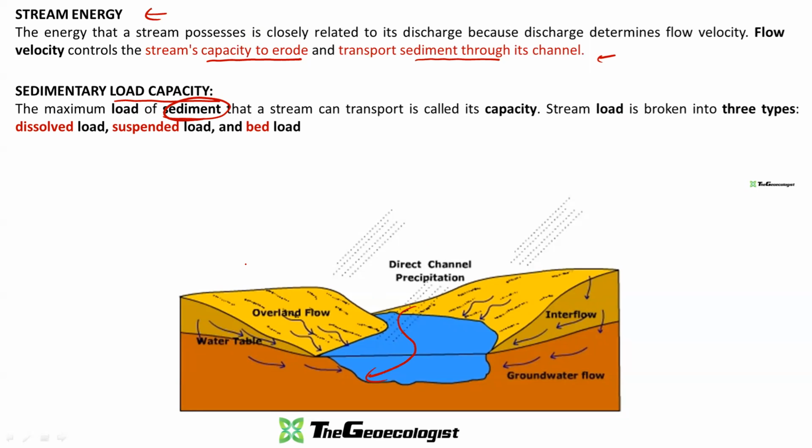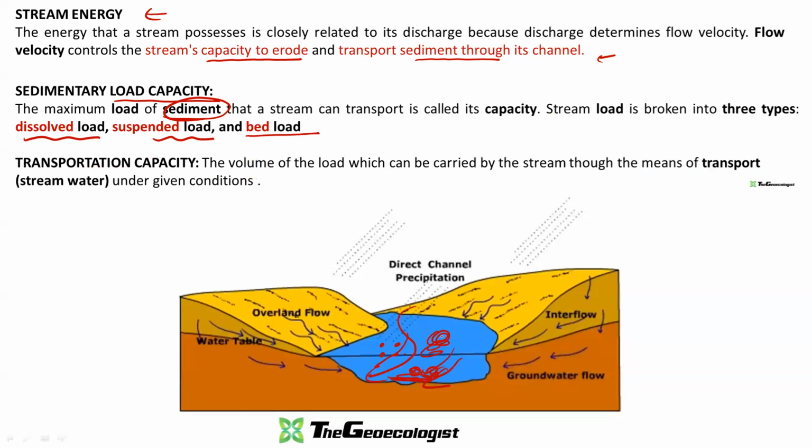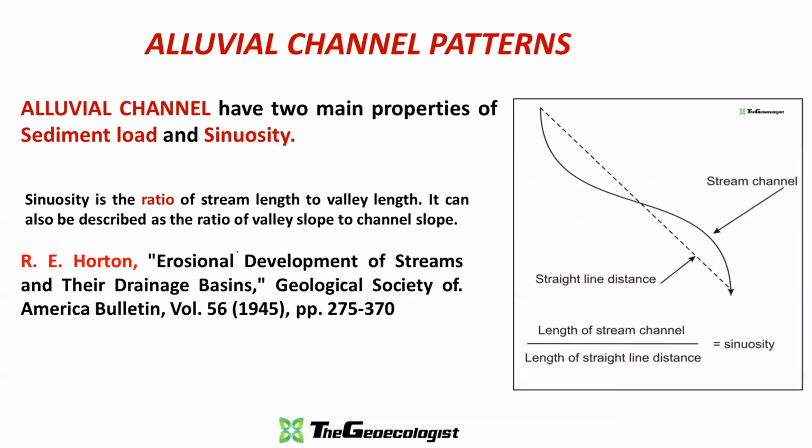So stream load is broken into three types: dissolved, suspended, and bed. Dissolved is material dissolved in the water and getting transported. Suspension is where material is floating alongside, and bed load is where material is on the bed and also moving ahead. These are three types of sedimentary load. Now, what is transportation capacity? The volume of load which can be carried by the stream is called the transportation capacity of stream water under a particular condition.